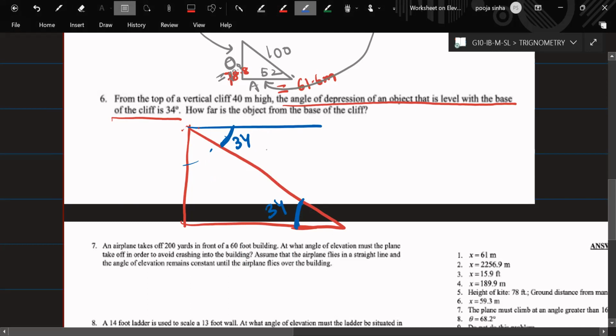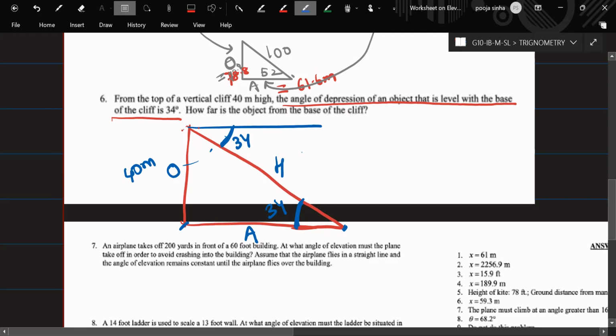How far is the object from the base of the cliff? So this is the base of the cliff, and this is the object, right? So what are we supposed to find? Opposite is how much? We want to find the hypotenuse. We want to find how far the object is from the base of the cliff.